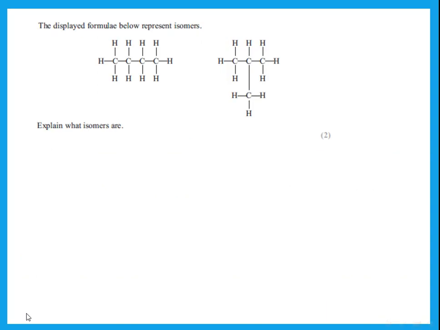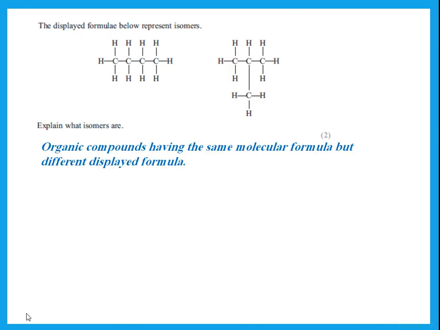The displayed formulas below represent isomers. Explain what isomers are. Remember what are isomers? We said isomers are organic compounds having the same molecular formula but different displayed formula or different structures. Remember, what are we talking about? We're talking about same molecular formula but different displayed formula.